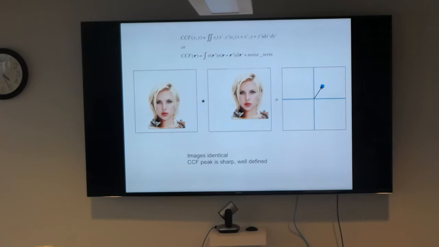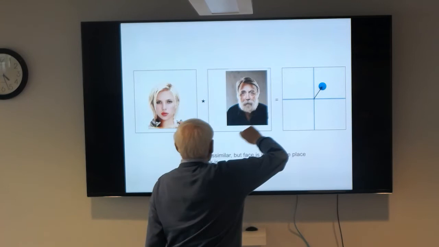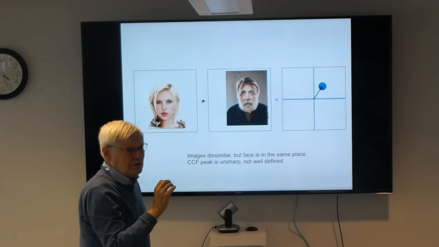If the image is identical, then the cross correlation peak is very sharp, well defined. Ideally, it's even a delta function. Here we have another one. The images are dissimilar, but the phase is still at the same place, okay? It means that we still get a peak, and the peak is at the same position because the phase is in the same position. But we have only a very, very low similarity, which means that we get a very blurred peak. It means that we don't have the same precision of alignment. The alignment is not as well defined.